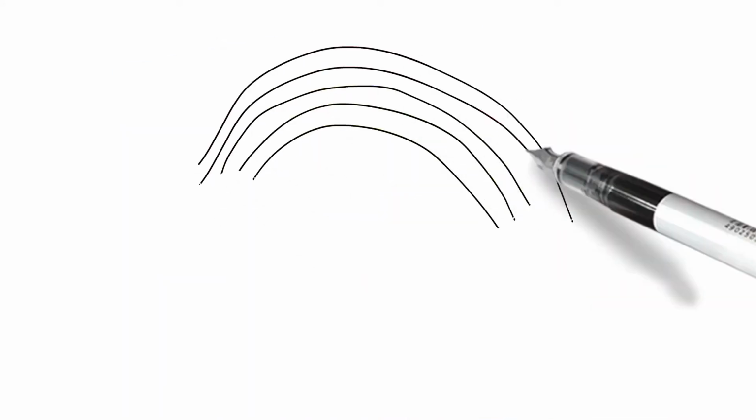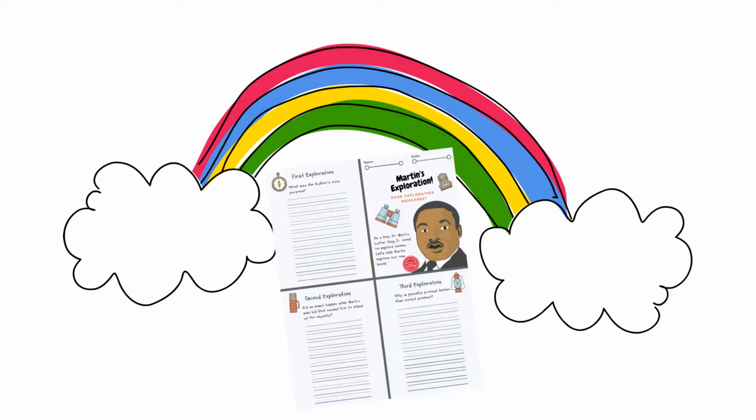Where is my magic pen? There you go. If you kids are ready, let's get started. Your exploration worksheet is the one with the camping backpack and the binoculars. Here's the first stop on our exploration.